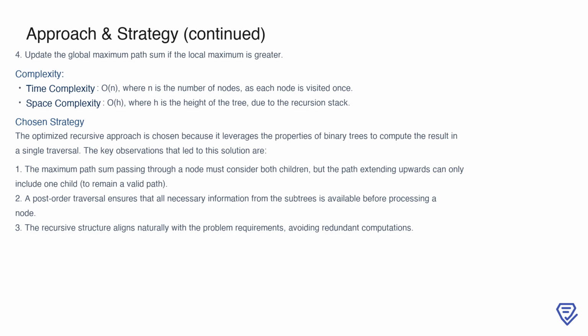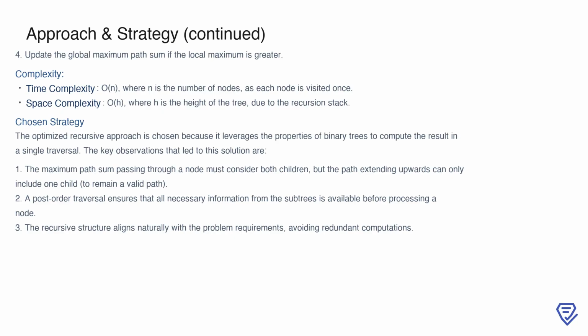Next, it calculates the local maximum path sum for the current node, which includes the node's value plus the greater of 0 or the contributions from both the left and right subtrees. Finally, the global maximum path sum is updated whenever the local maximum at the current node exceeds the previously recorded global maximum. This ensures that the algorithm efficiently tracks the highest path sum encountered throughout the traversal.